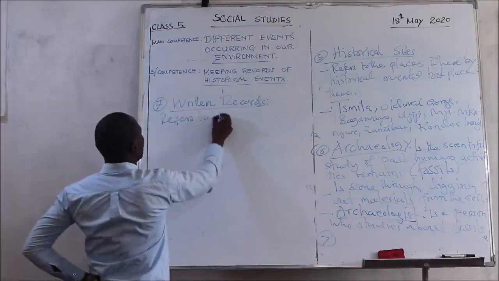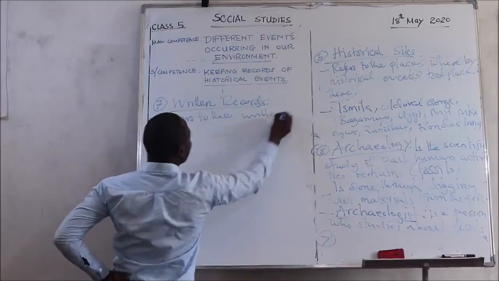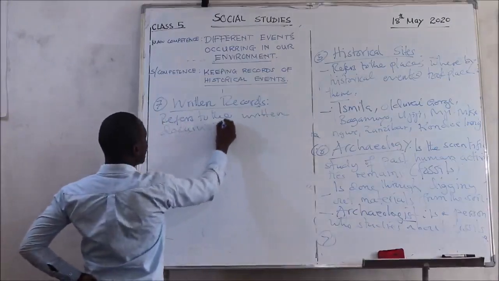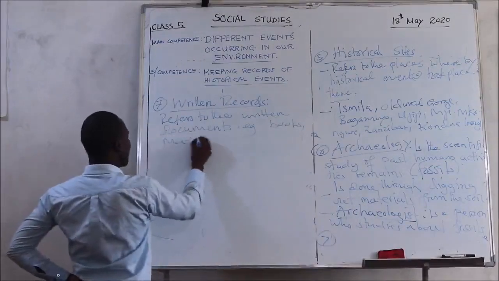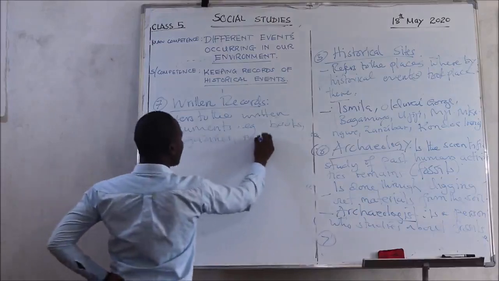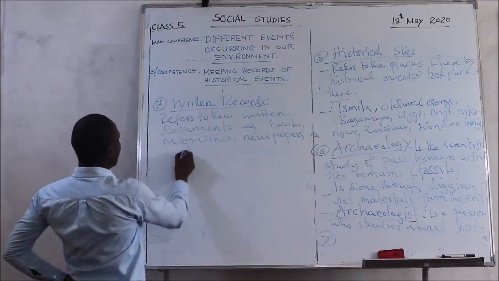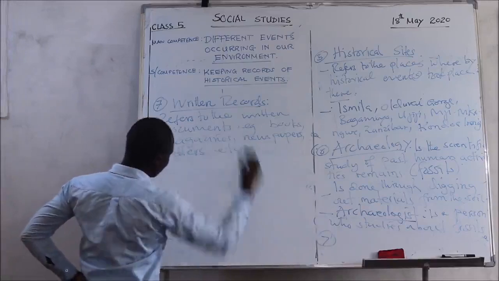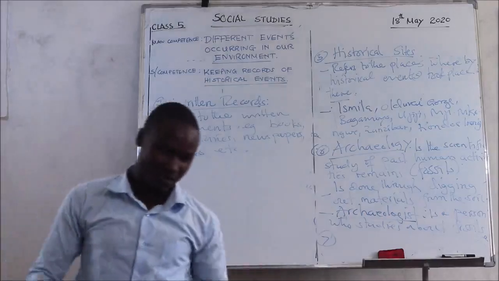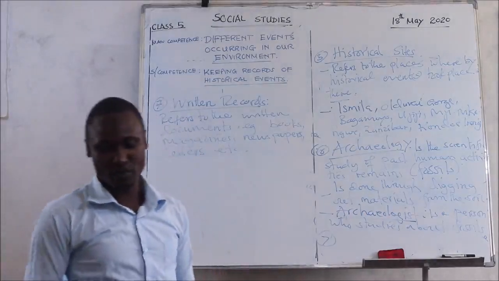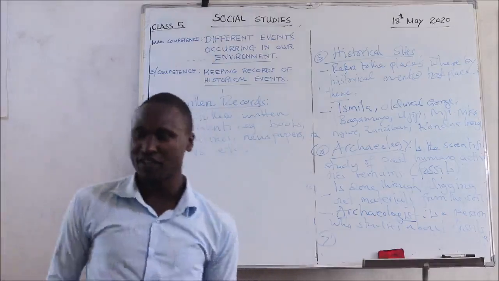It refers to written documents such as books, magazines, newspapers, letters, and so on. So these are the written documents that someone can get in various ways. Normally written documents are found at the library. If you go to the library, you can find many books, so you can go and read and revise, adding knowledge for that concept.